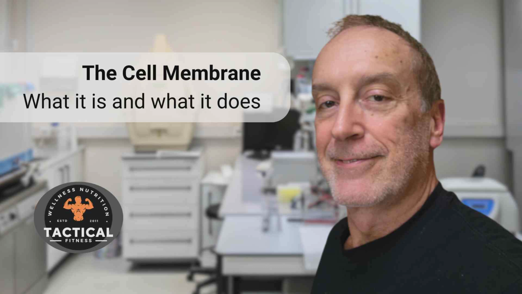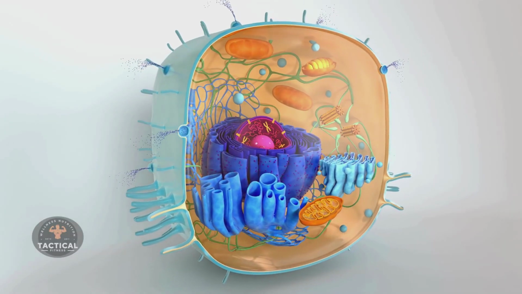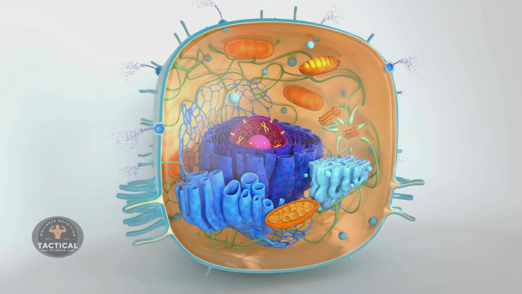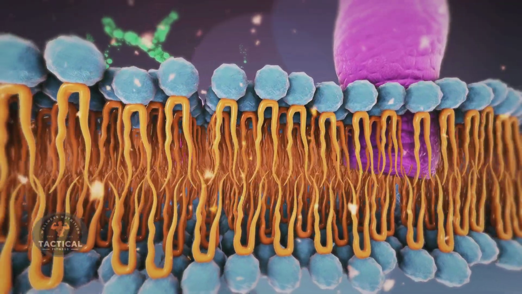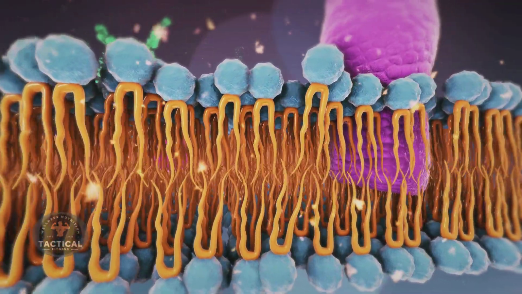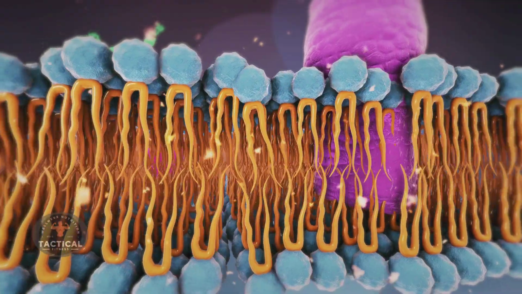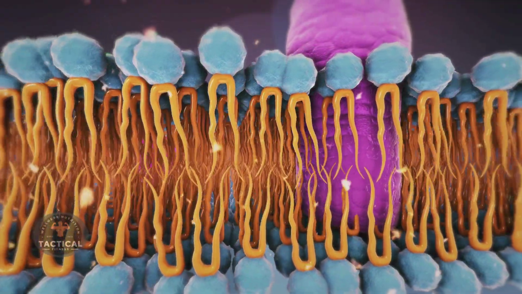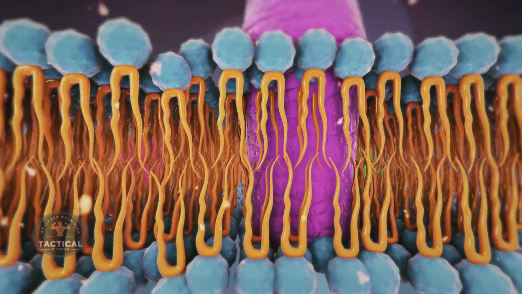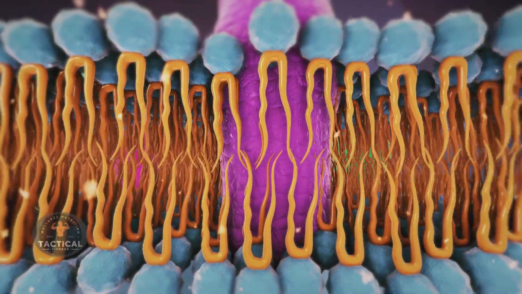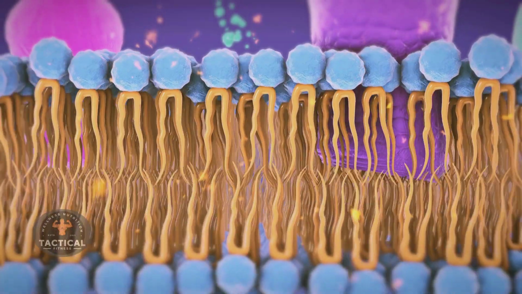Today, we're diving into a fascinating part of our cells, the cell membrane, also known as the phospholipid bilayer. This outer layer is essential for cell survival, helping it interact with its surroundings. Let's break down what it's made of, what it does, and how it functions. What is the phospholipid bilayer?